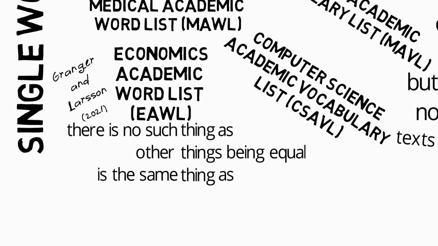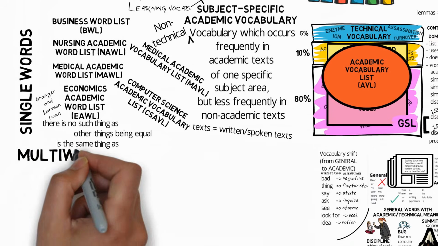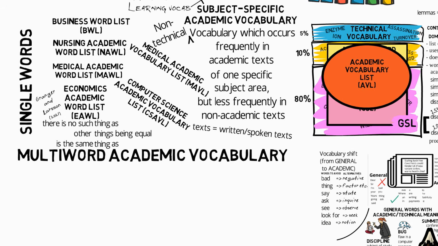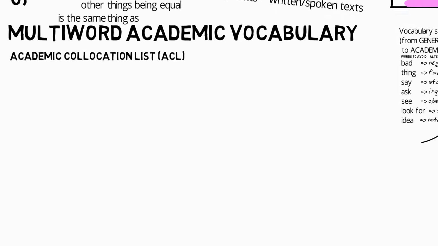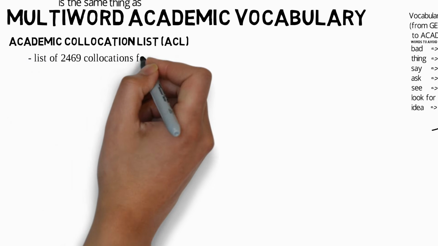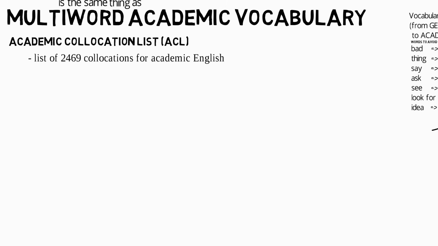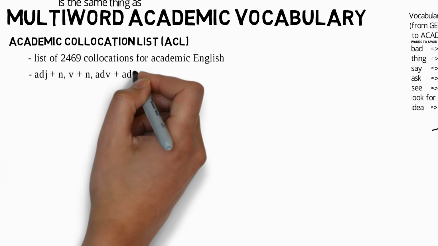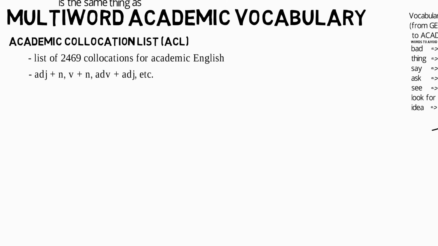It's important in any vocabulary study, including academic vocabulary, to consider multi-word units, in other words, word combinations. Perhaps the most well-known list here is the Academic Collocation List, or ACL. And I've made a couple of videos on this before, so this is a list of 2,469 collocations for academic English. In other words, adjective and noun combinations, verb and noun, adverb and adjective, and so on.